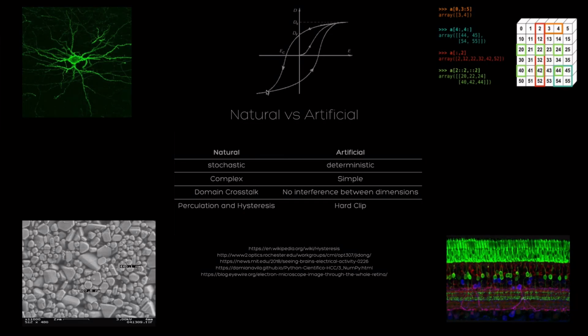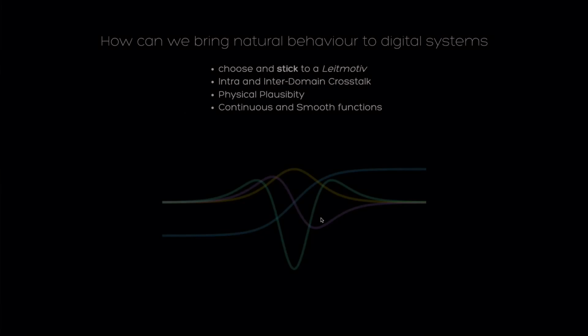It's another aspect. In digital systems, we have a hard clip, which is typically the limit of the number container we are using. So how can we bring a natural behavior into a digital system? Because we have a digital system, and we're not arguing that we should do our color grading somewhere else than in a digital system, but what can we add to the system so that it behaves naturally?